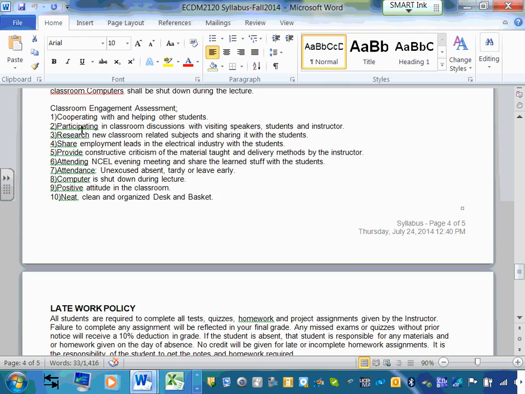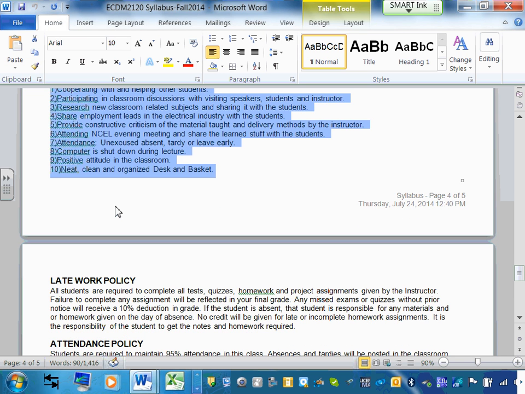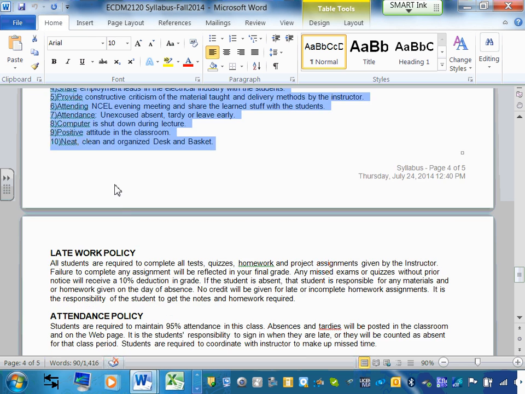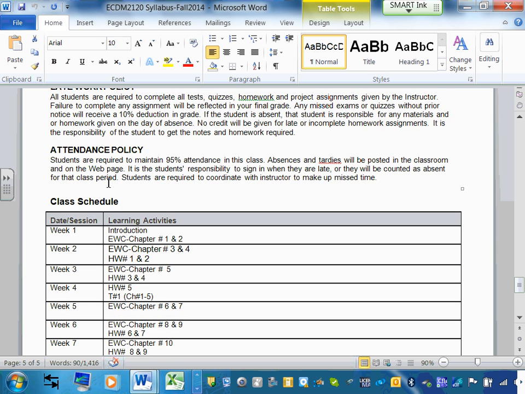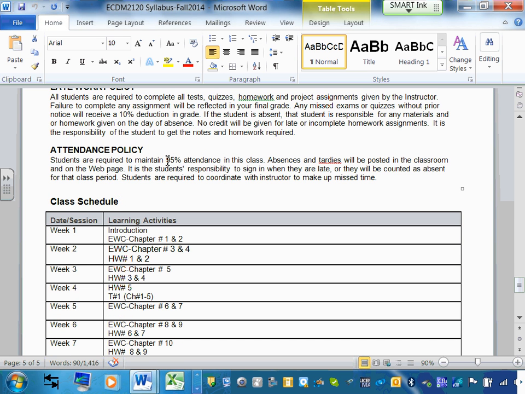Classroom engagement is specified right here, exactly like we did, guys, in the commercial project: cooperation, coordination, research, share material and knowledge, and employment lead, attendance, computer. I don't count the computer shutdown here. Positive attitude, neat, clean, and organized desk. That counts towards your 10% of classroom engagement. I would like you guys, in all these classes, to attend 95% of the time. We talked about this one last time.